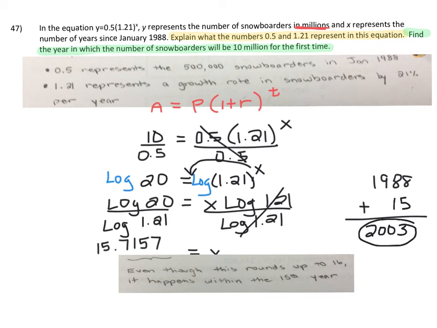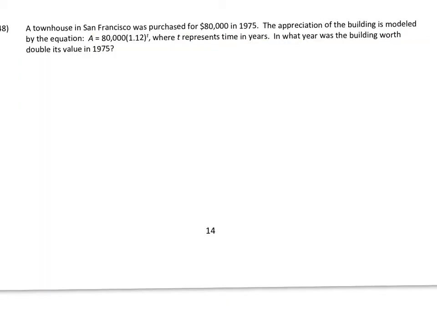Okay, and then let's take a look at number 48. In number 48, they give us this equation, and we're talking about a townhouse purchased in San Francisco. It was purchased for $80,000, so that's why that's in the initial spot. If this is 1.12, this is the 1, and then plus the rate. So the rate is 0.12, which, if you move the decimal over twice, is 12%. So the value of this townhouse is going up by 12% per year.